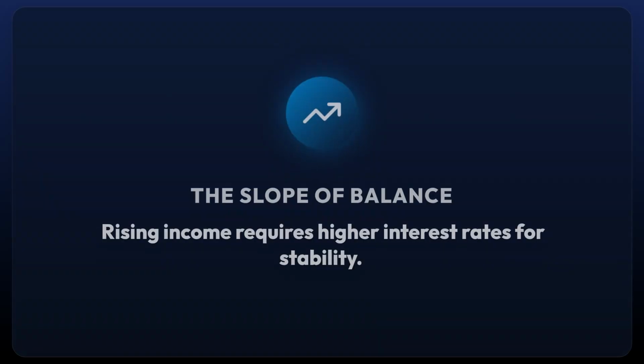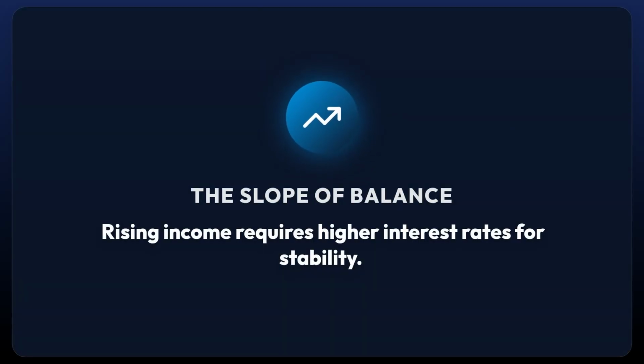The BP curve typically slopes upward. As domestic income rises, citizens buy more foreign imports, which causes the current account to move toward a deficit. To keep the overall payments in external equilibrium without depleting reserves, the country must attract foreign investors by offering higher interest rates. This creates a direct trade-off. A booming economy must often pay a higher price to attract the global capital it needs to stay balanced.